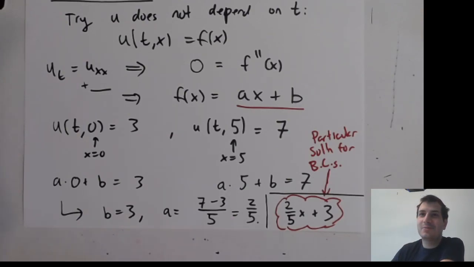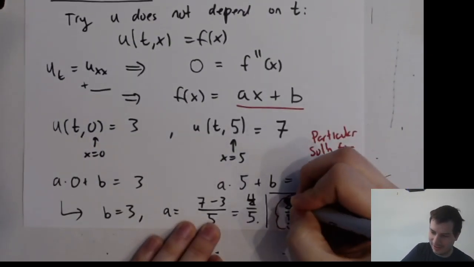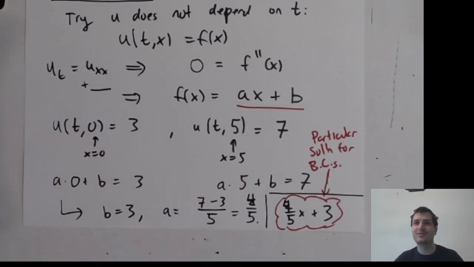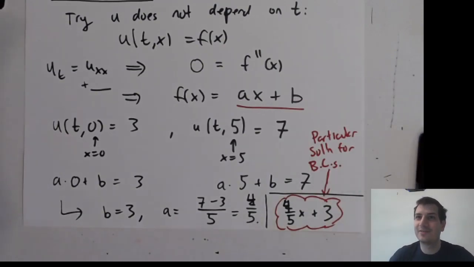Okay, I think that's it. Seems like no questions about this last bit. 7 minus 3 is a good point. 7 minus 3 is 4, not 2. So that's good to know. So a is 4 over 5. Thanks. Yeah, that is how you do 7 minus 3.